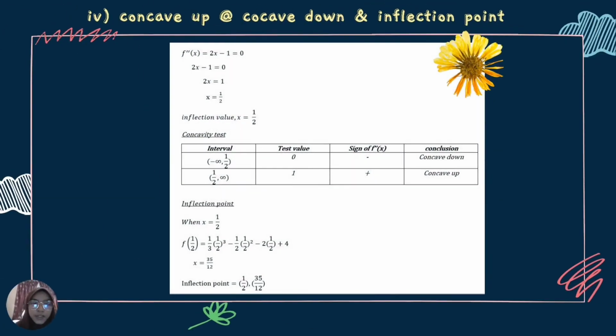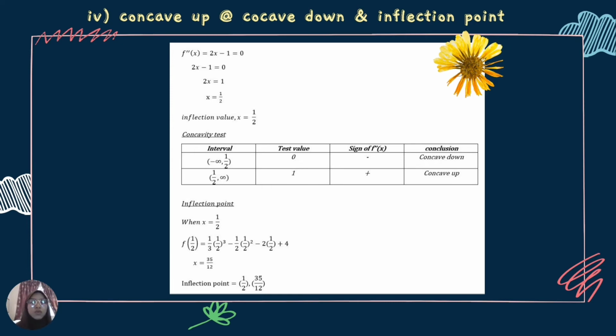The fourth question is to find where the function is concave up or concave down and the inflection point. So the first step is we have to differentiate two times, which is f double prime x. So we got 2x minus 1 equal to 0, and x equal to 1/2. So 1/2 is the inflection value.